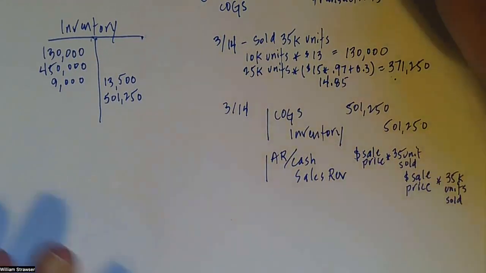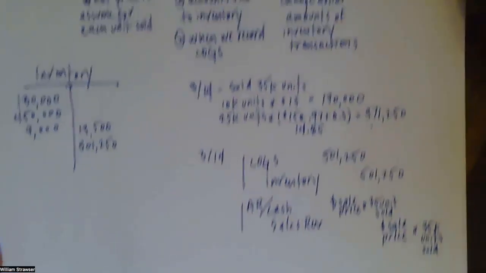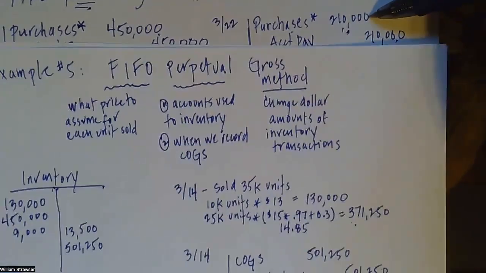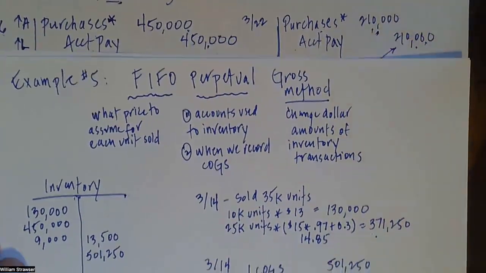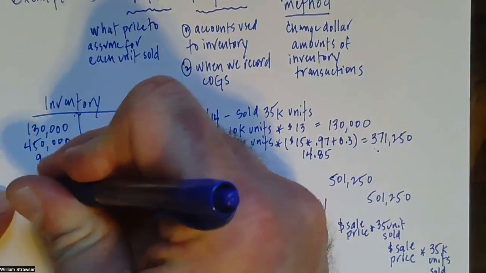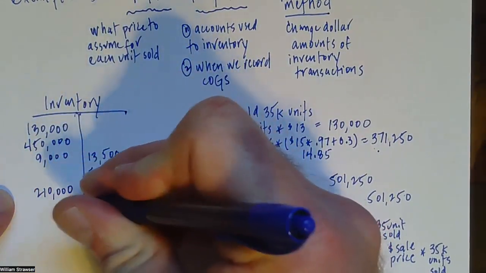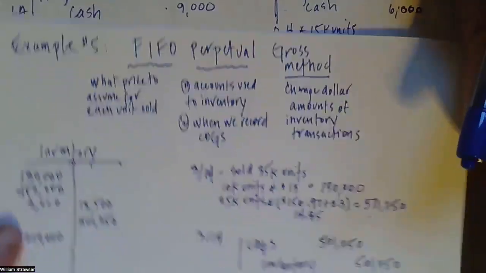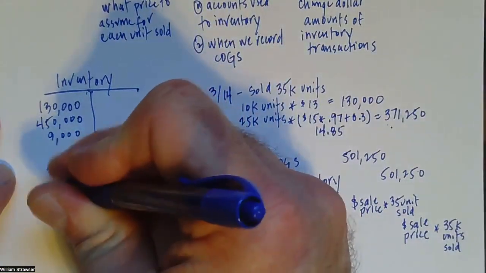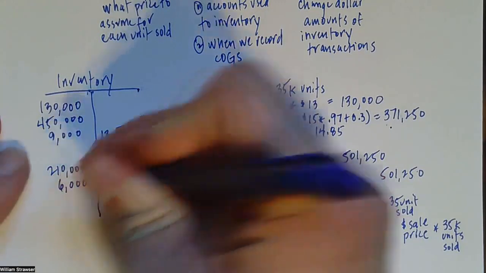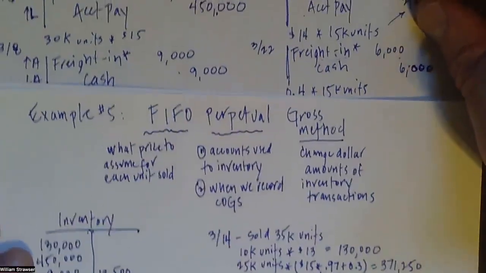So now moving on to that next purchase. Instead of purchases, of course, I would use the inventory account as a debit under the perpetual system. So I'm going to record $210,000 of a debit to inventory. For my freight in, it's $6,000. Then I need to record a $6,000 debit to inventory because we won't have a freight in account. We'll just have inventory.